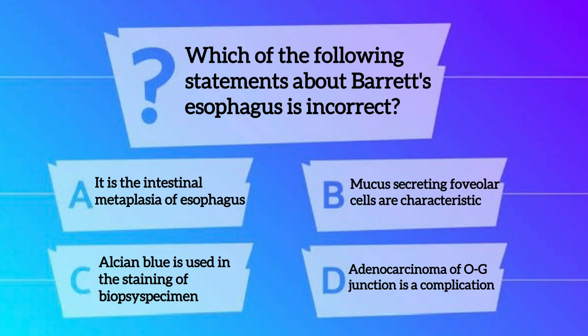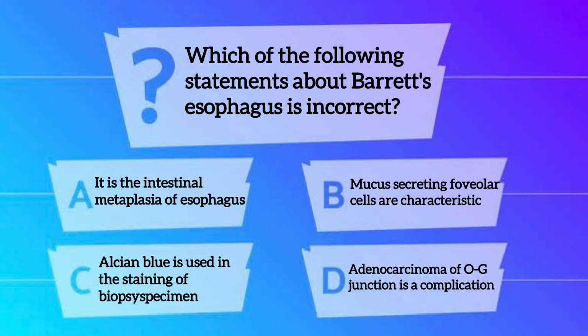Our next MCQ is: which of the following statements about Barrett's esophagus is incorrect? Option A: it is the intestinal metaplasia of esophagus. Option B: mucus secreting foveolar cells are characteristic. Option C: Alcian blue is used in the staining of biopsy specimen. And option D: adenocarcinoma of OG junction is a complication.